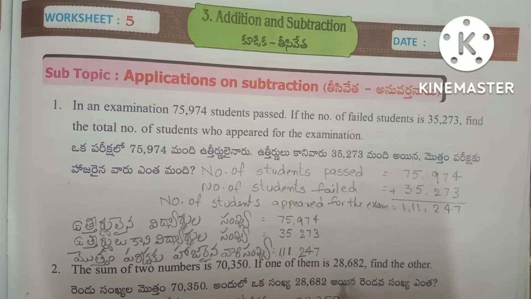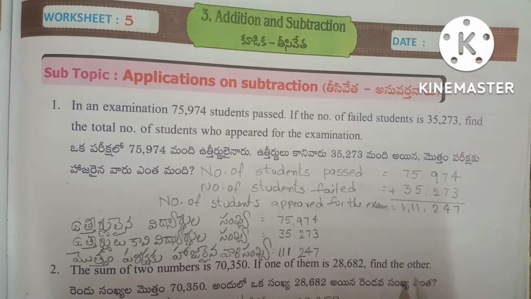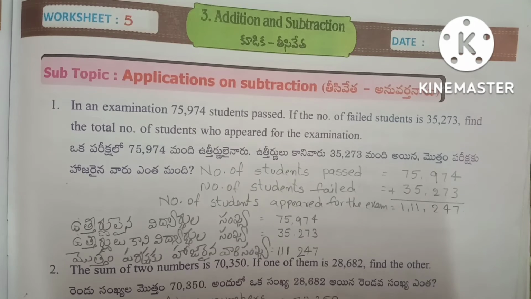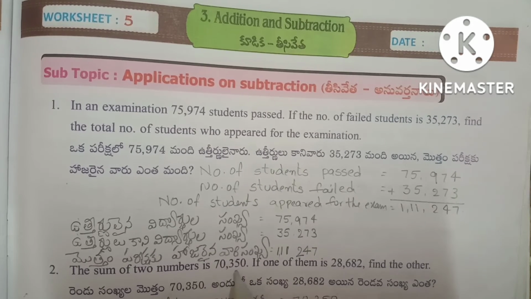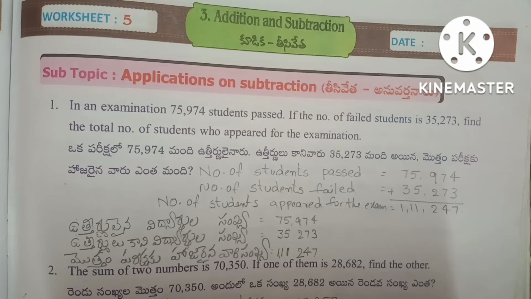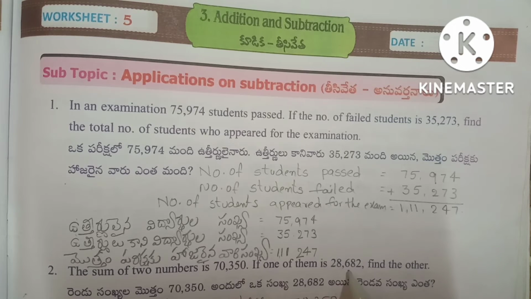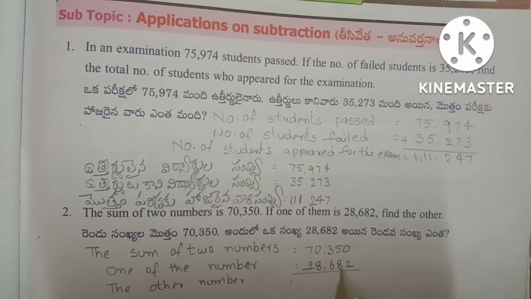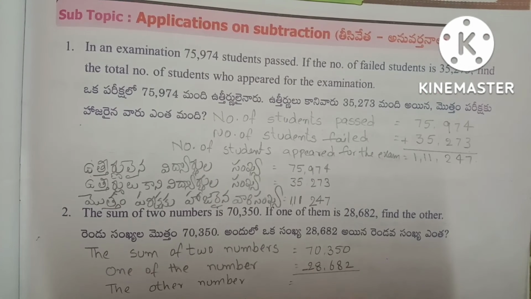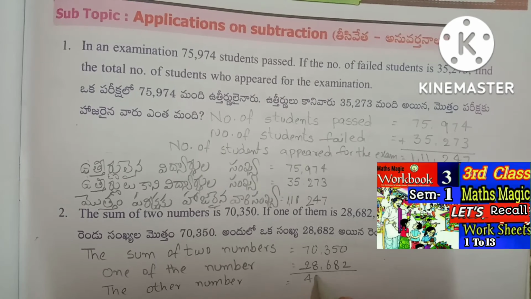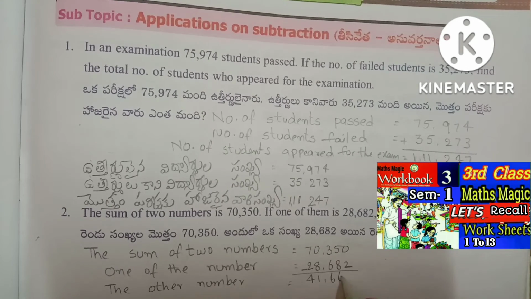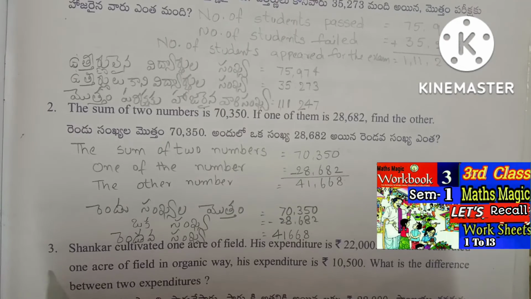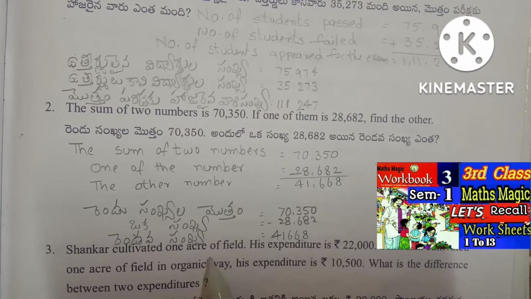Next question. The sum of two numbers is 70,350. If one of them is 28,682, find the other. The sum of two numbers, that equal to 70,350. One of the numbers, that equal to 28,682. The other number is, when we subtract 28,682 from 70,350, we get 41,668.